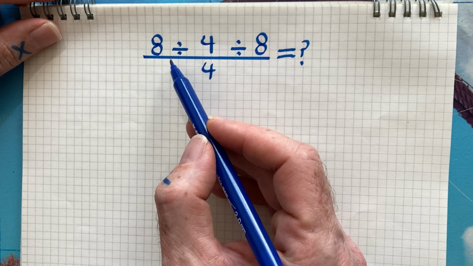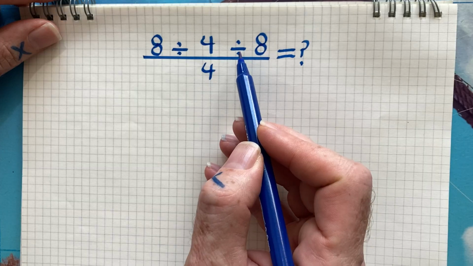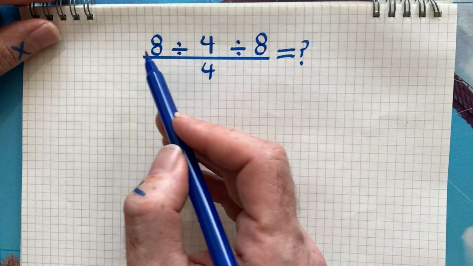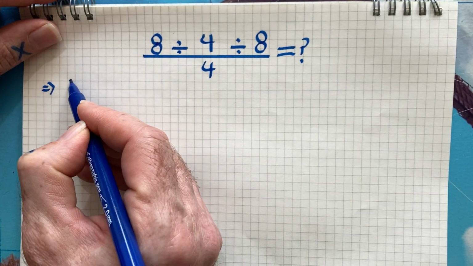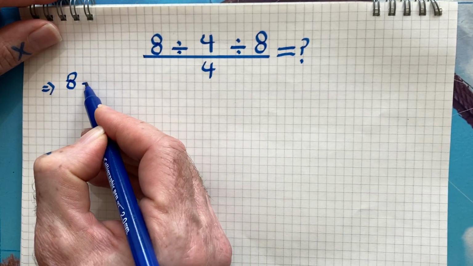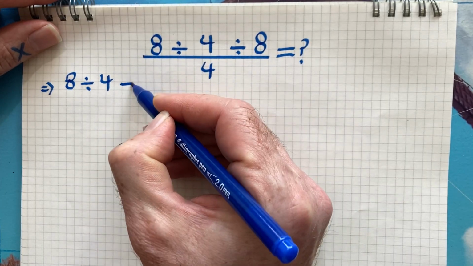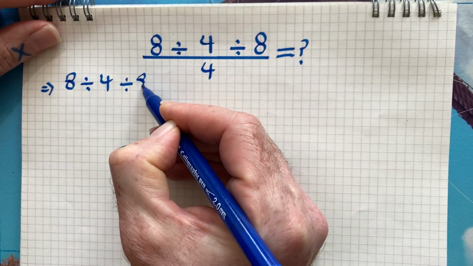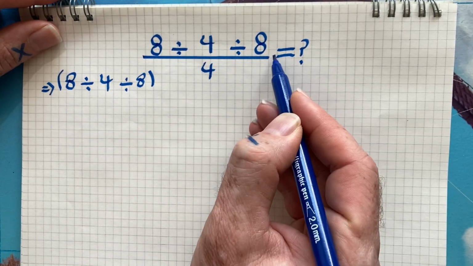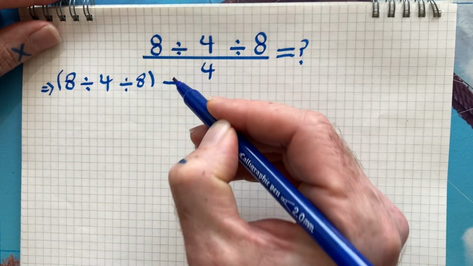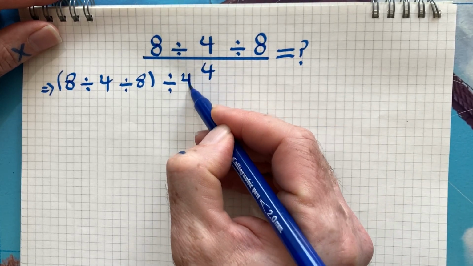Alright, we are gonna find the value of this fraction. To solve this, I'm gonna rewrite it in the form of a simple division. So first, on top we have, let me rewrite it here, this 8 divided by 4 divided by this 8, right? This is on top. I put them in parentheses. Then over, so it can be written in the form of a simple division over these 4.